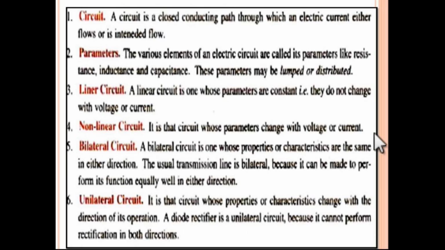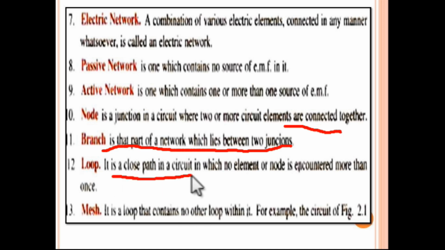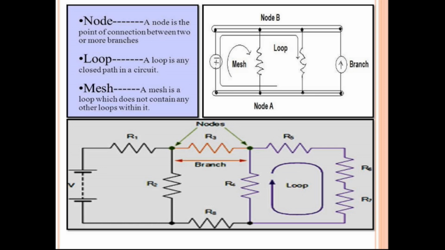So guys, you have already seen the definition. These are the parameters: linear circuit, non-linear circuit. Then we will move ahead. And what is node, branch, loop, and mesh? So guys, a node is a junction in a circuit where two or more circuit elements are connected. We will see the example. What is a branch? A branch is the part of a network which lies between two junctions. A loop is a closed path in a circuit in which no element or node is encountered more than once. And a mesh is a loop that contains no other loop within it.